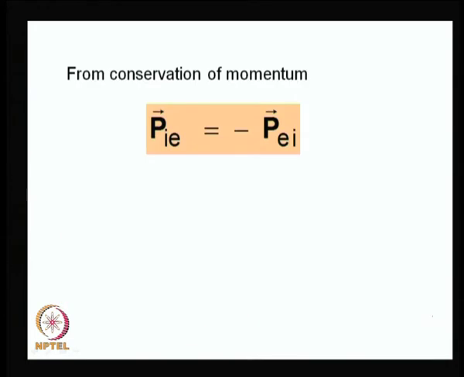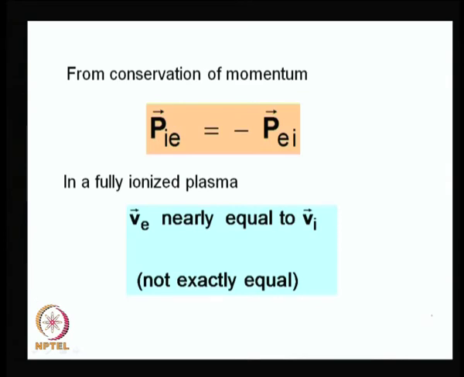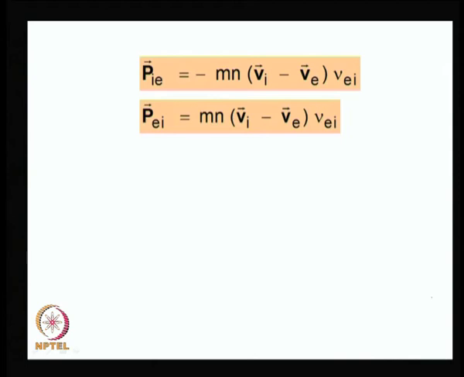From conservation of momentum, Pie is simply minus Pei, and in a fully ionized plasma, Ve nearly equals Vi. It is not exactly equal, you will see the implications. If you remember, P is Mn V nu I. So, in terms of the velocities, you have Pie equals minus Mn multiplied by Vi minus Ve nu Ei, and Pei is minus Pie. So, you write that expression.